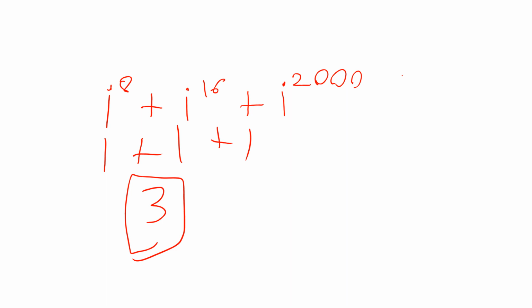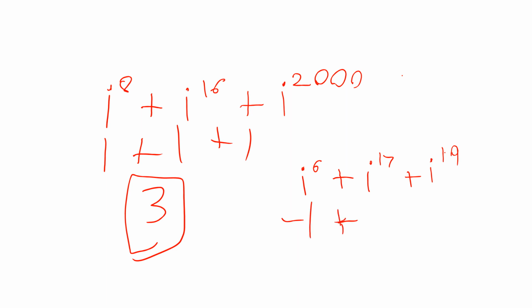Let's try another example. Say we have i to the 6th plus i to the 17th plus i to the 19th. All right, i to the 6th, if we memorize, is just the same as i squared, and i squared is -1. First one down, -1. On to the next one.